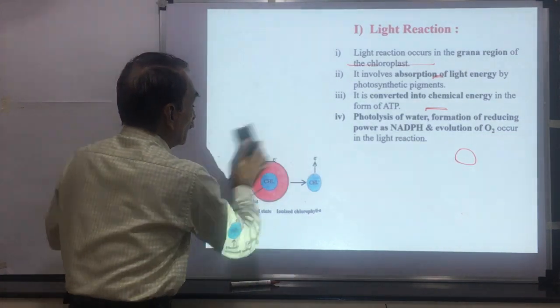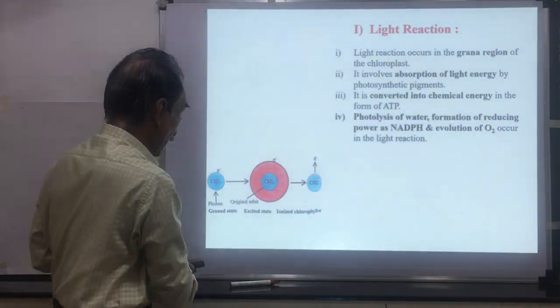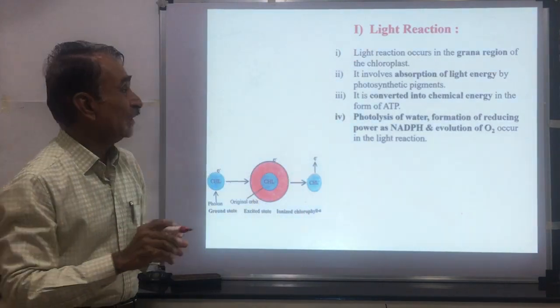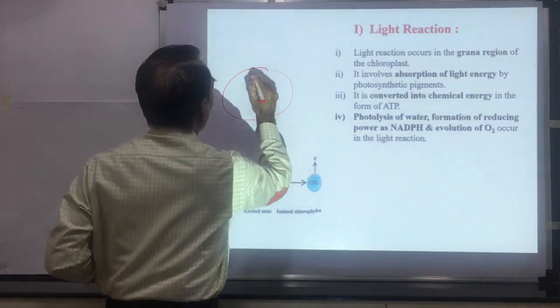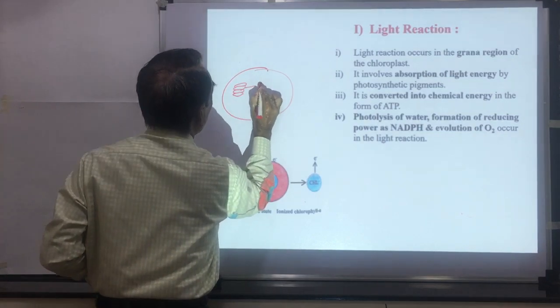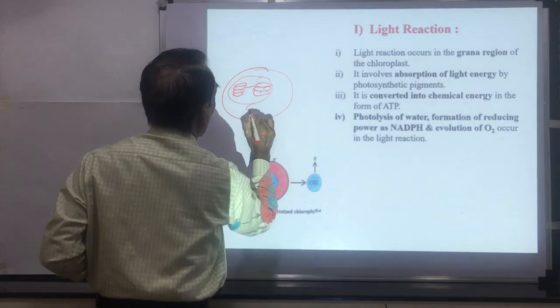Then we shall see the details of this light reaction. Light reaction occurs in the granular region of the chloroplast. While studying the structure of a chloroplast, we have seen that thylakoids are arranged one above the other. They form a structure called a granum.